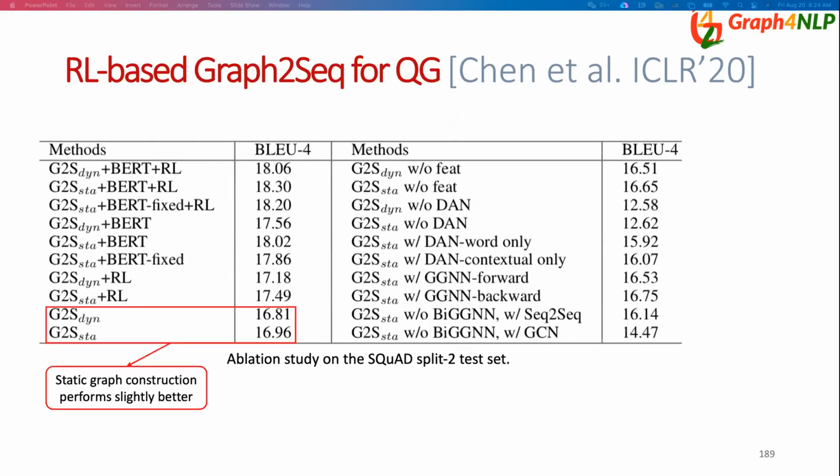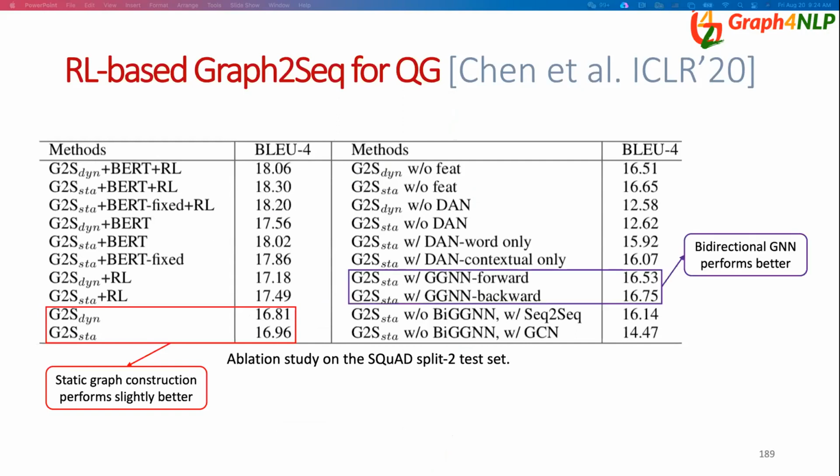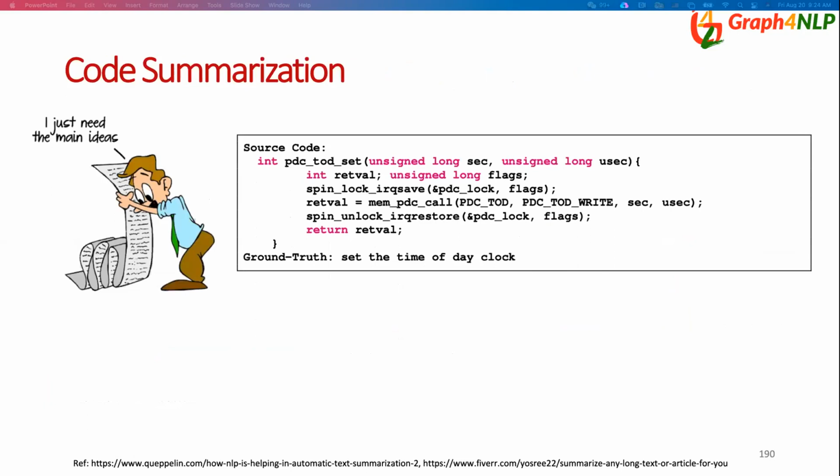Okay, so if we look at the experimental results, we can see the static graph construction performs slightly better. The dynamic one performs even better. And the graph to sequence performs better than sequence to sequence models. And then the last one I'm going to talk about in terms of natural language generation is code summarization.